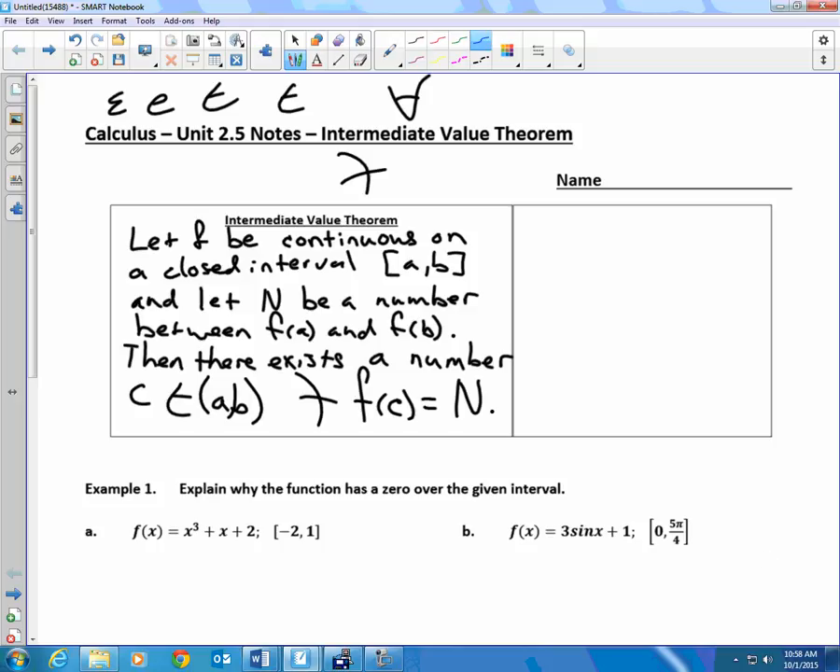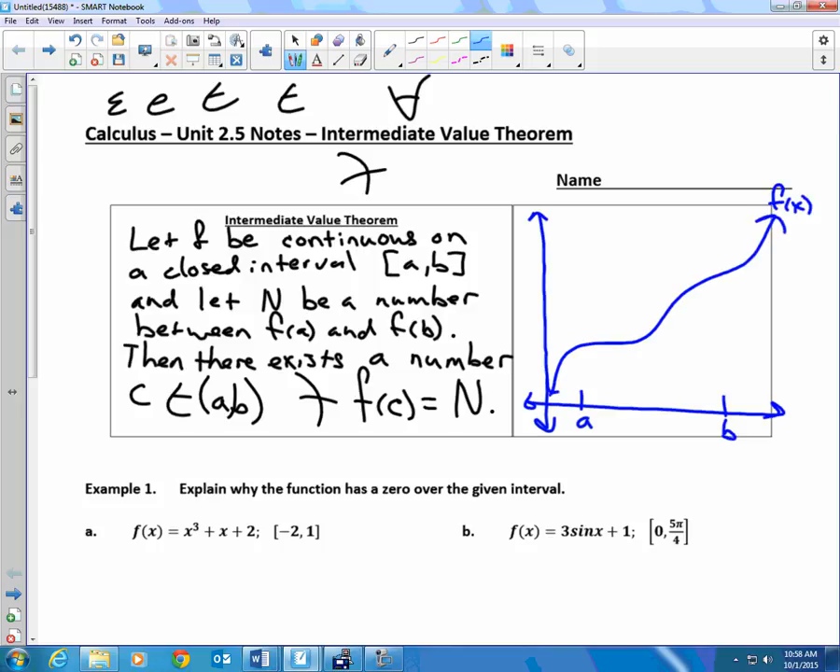Okay, you just wrote a bunch of stuff down, but you don't know what it means, right? So let's figure out what it means. Let f be continuous on a closed interval AB. I'm going to draw a function over an interval AB. I drew a function over an interval AB. Okay with that?